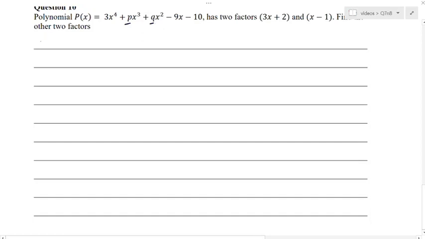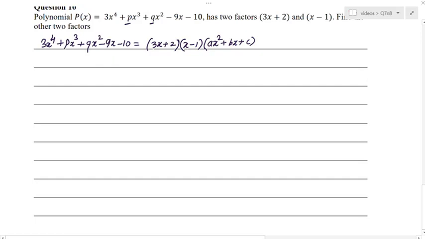So let's write it like this. You got 3x to the power 4 plus px cubed plus qx squared minus 9x minus 10. Okay, but two factors are already given, so I'll write them like this: x minus 1. Now you got two factors. It also means that you should have another quadratic factor here, right? So I could have a quadratic factor like ax squared plus bx plus c. Now you got so many unknowns there. A, b, and c are all unknown, and p and q are also unknown.